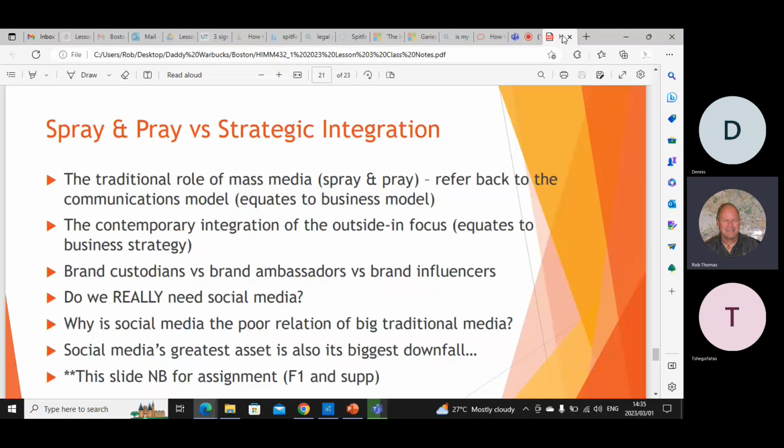Okay. All right. So, guys, yes, you do need social media. You need to decide what social media you need, but you do need social media. If you were the SPCA with zero budget, doing a social media campaign is better than doing nothing. Okay. Why is social media the poor relation of big traditional media?